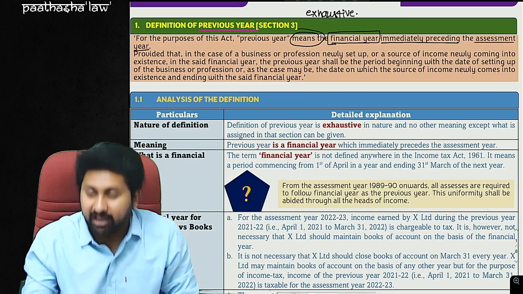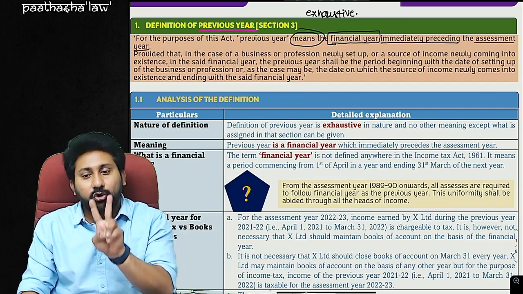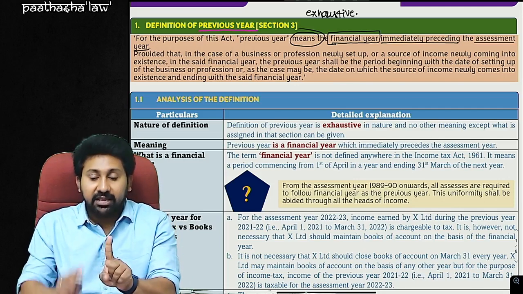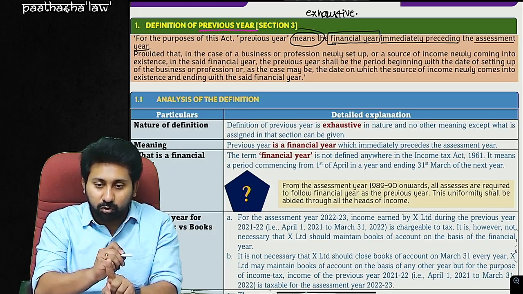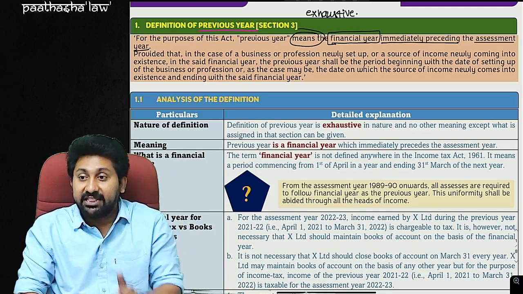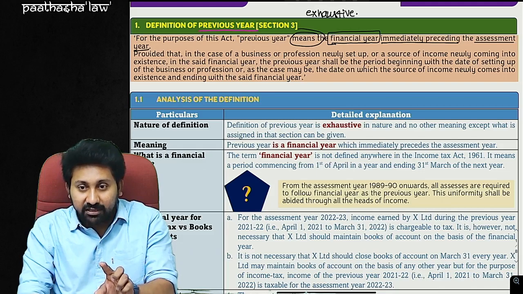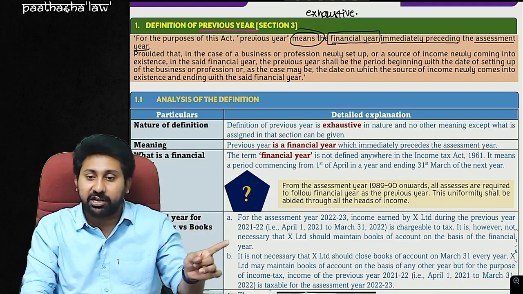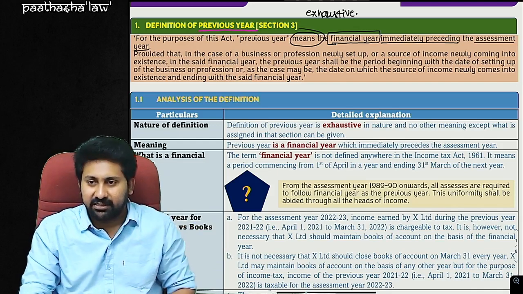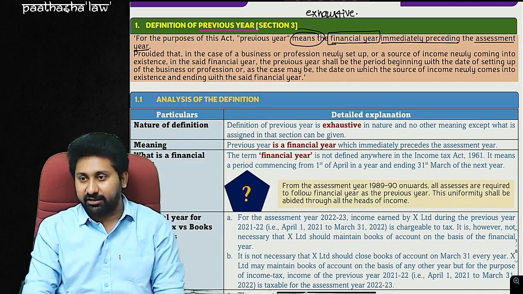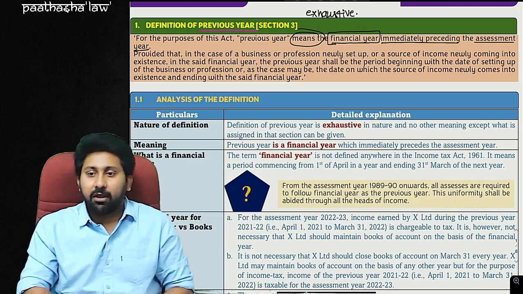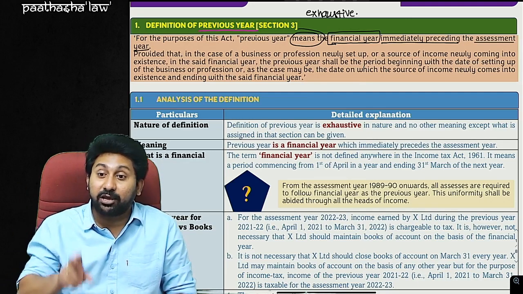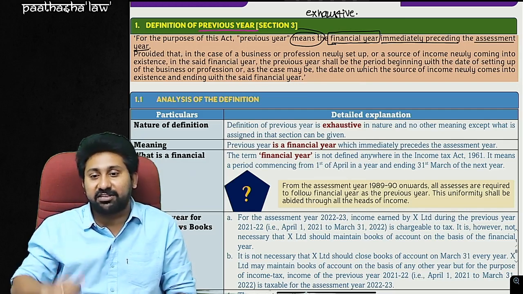Immediately preceding what? Assessment. So there are 2 years that we need to consider: 1. Assessment year, 2. Previous year. In the year of assessment, we will assess the income of the previous year, which is a financial year, and we will pay the tax. This is a general tendency. Am I clear? So tell me, one person, Koushik Mukhesh, will have how many previous years? You can have multiple previous years also.